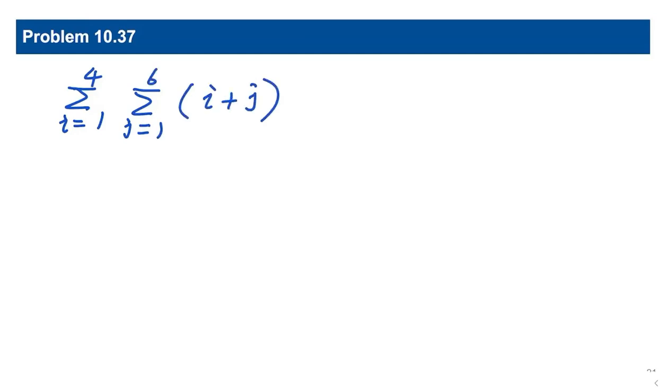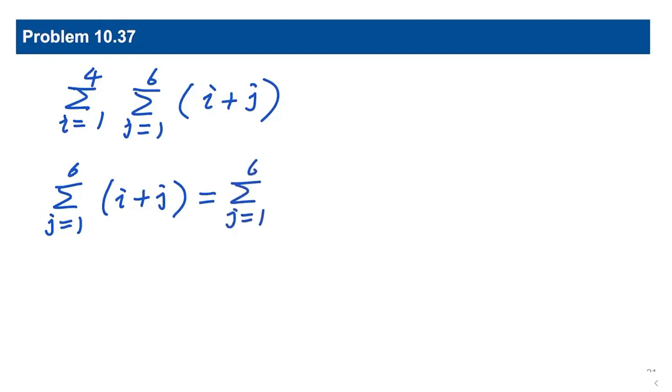Problem 10.37. Evaluate the sum over i from 1 to 4, sum over j from 1 to 6, of i plus j. Let's first evaluate the inner sum, sum over j from 1 to 6 of i plus j. We can break this into two parts: sum over j from 1 to 6 of i, plus sum over j from 1 to 6 of j.